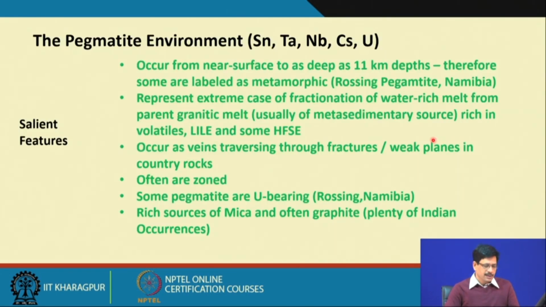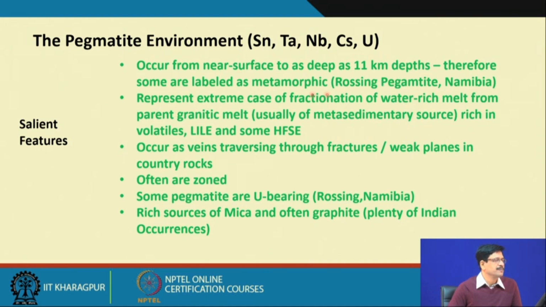Okay. So, with that brief discussion about the skarn, we come to the pegmatitic environment. Pegmatites are generally a rich source of tin, tantalum, niobium, cesium, and sometimes uranium, as well as one particular example that is considered. The salient features here are that they occur from near surface to as deep as 11 kilometer depths.